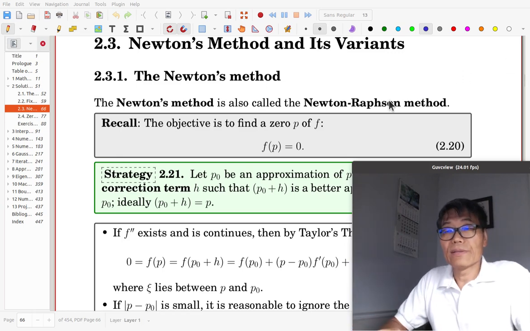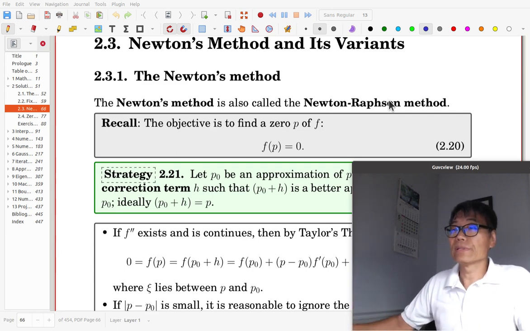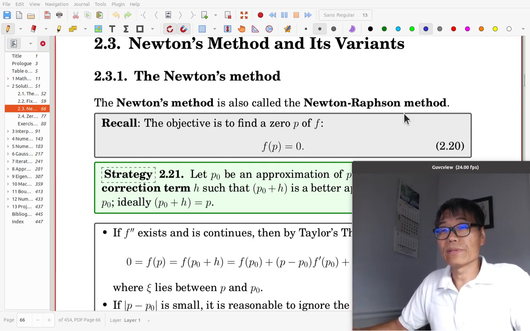It is section 2.3, Newton's method and its variants. Newton's method is also called the Newton-Raphson method. The objective is to find a zero p of f. So we'll try to solve f of p equals 0.